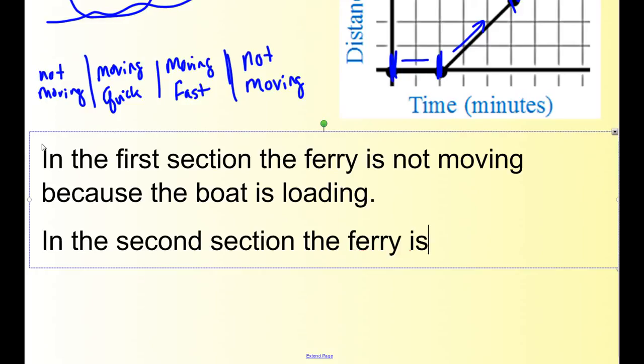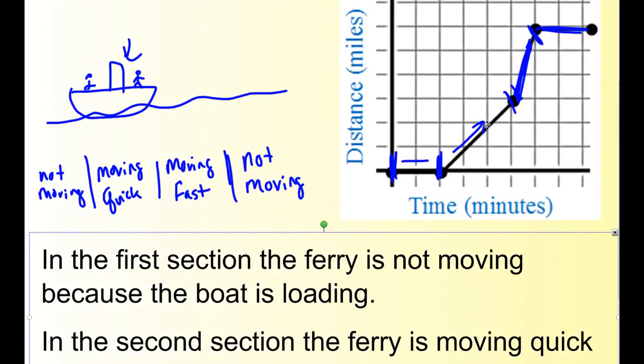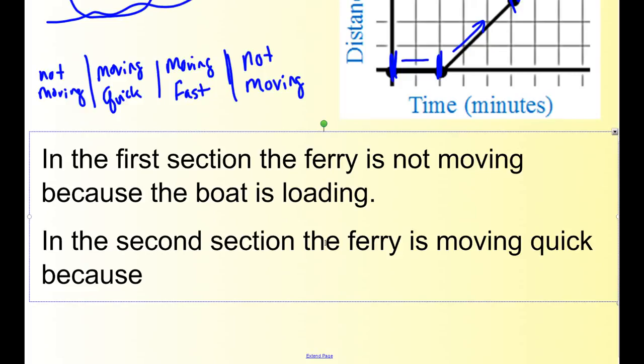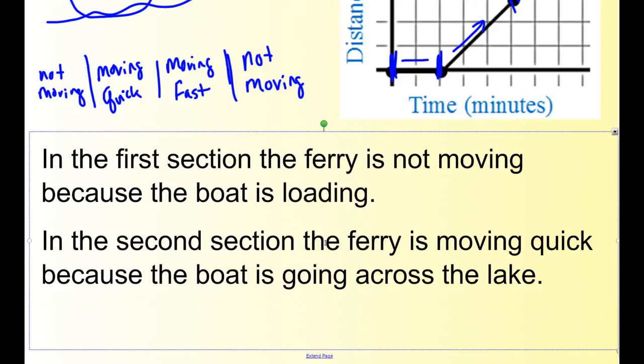Okay? In the second section, the ferry is moving quick because why? So why would the ferry be moving at that speed? I mean, it's moving quick now, but it's moving faster later. So why is it going sort of fast now, but really fast later? I don't know. Maybe they're heading out across the lake because the boat is going across the lake. Boat, lake.